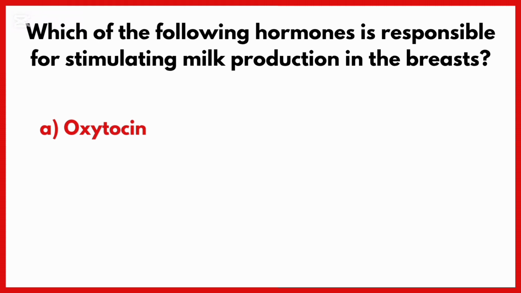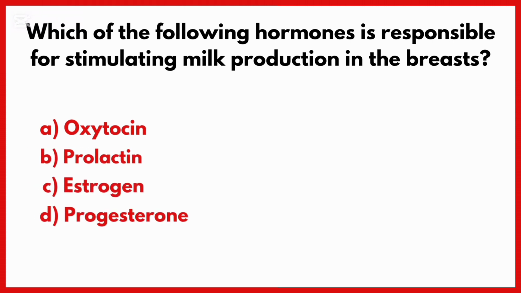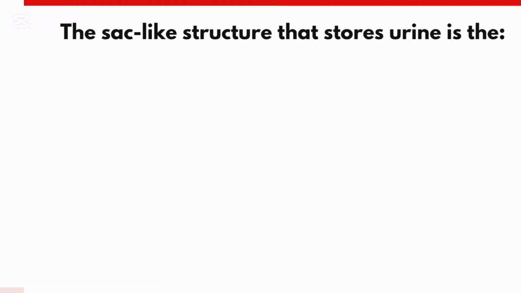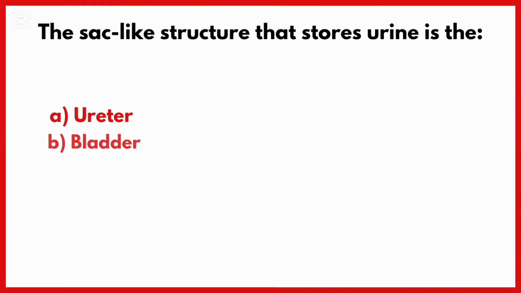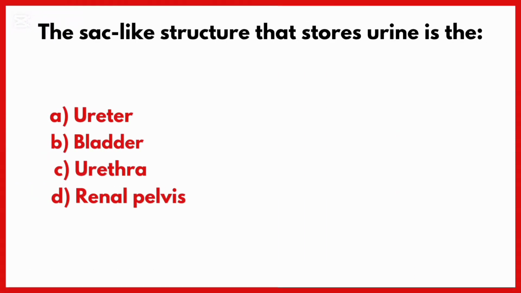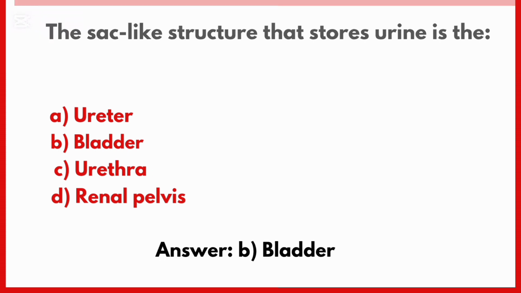Which of the following hormones is responsible for stimulating milk production in the breast? Correct answer is option B, prolactin. The sac-like structure that stores urine is. Correct answer is option B, bladder.